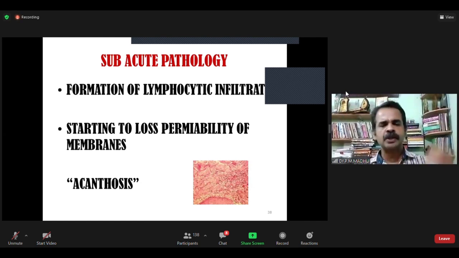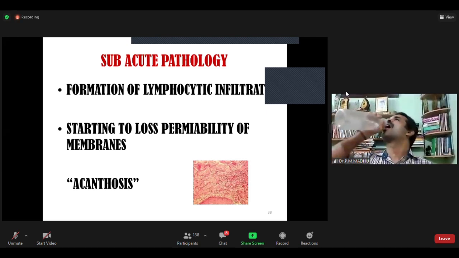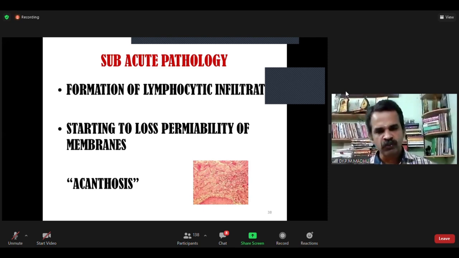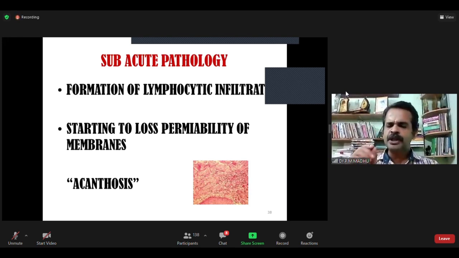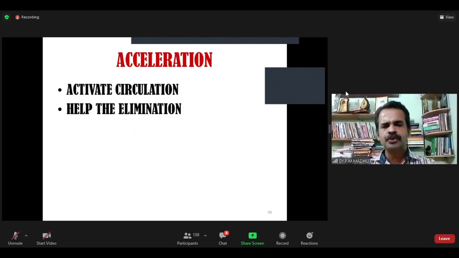In subacute pathology, meaning the case with a duration of 3 to 4 months, or 3 to 6 months, formation of lymphocytic infiltrate is there, the membranes are starting to lose permeability, and the histological change is acanthosis. So you see, the permeability is starting to be lost. In these cases, we have to help the elimination and we have to activate the circulation.